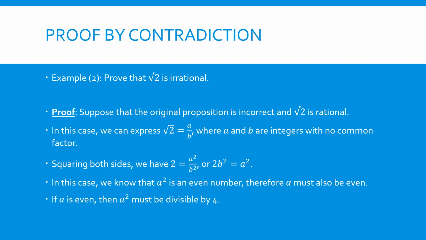Let's look at one example. Prove that square root 2 is irrational.